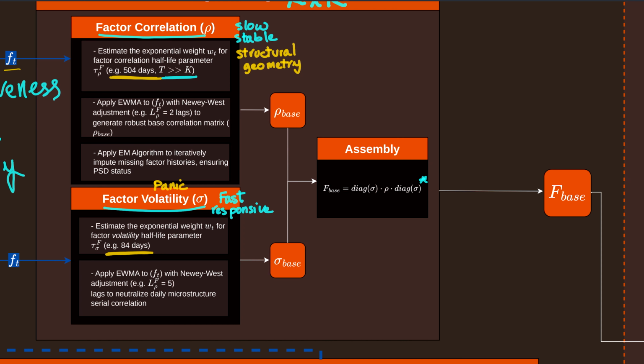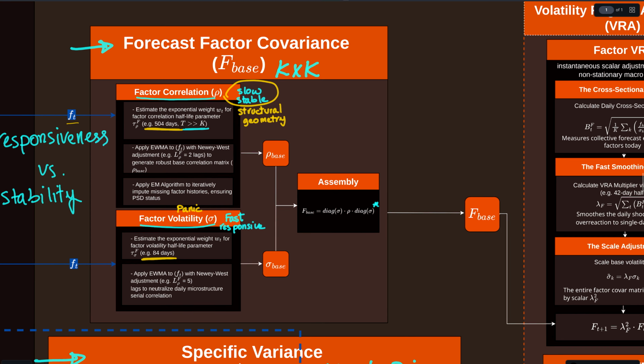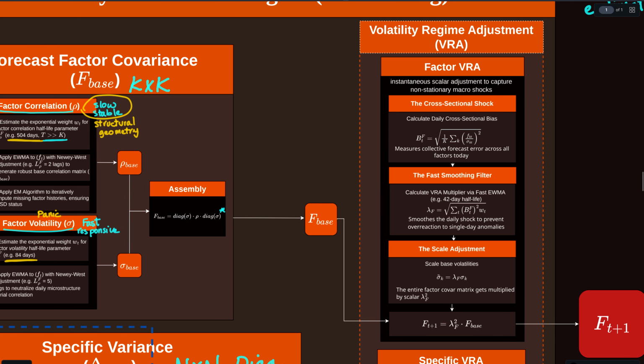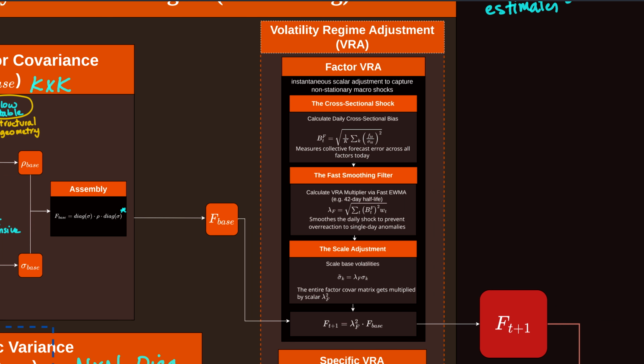If we allow the correlation matrix itself to adapt too quickly to panic, then the optimizer starts learning false structural relationships based on transient market noise. And that is extremely dangerous because then the optimizer will begin constructing permanent hedges from temporary market dislocations. So instead, we intentionally keep the correlation structure slow and stable, and rely on fast volatility dynamics, together with the next layer of the system, which is our volatility regime adjustments, to absorb the shock.